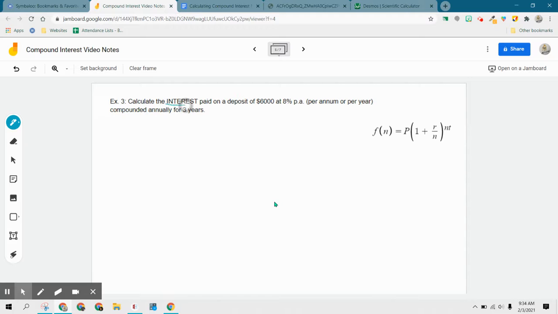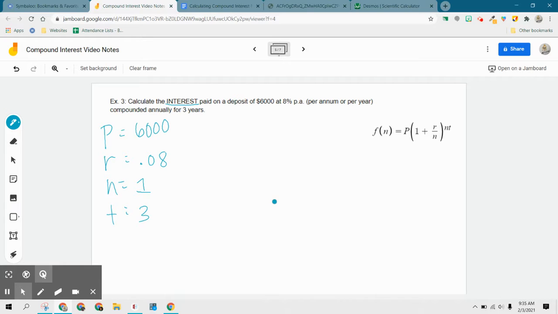Now, here's one that's different. This one says just calculate the interest. Now, there's not an interest formula, so we have to use the regular formula, and then we'll do that subtraction at the end. All right, see if you can come up with your P, R, N, and T and plug them into the formula. Go ahead and pause and do all of that.